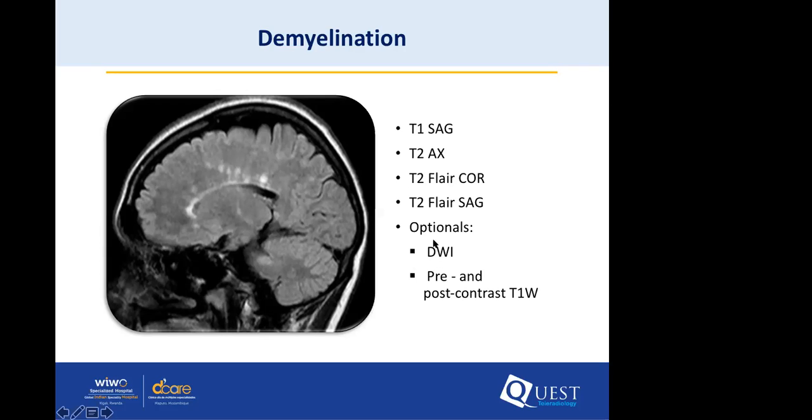You can go on to do extra sequences like diffusion and contrast just to show the activity of these demyelinated plaques, just to stage the disease as active or chronic, which we are doing now. But your standard, important key sequence is the FLAIR sequence. Of those coronals and sagittals, I kind of favor a sagittal one.